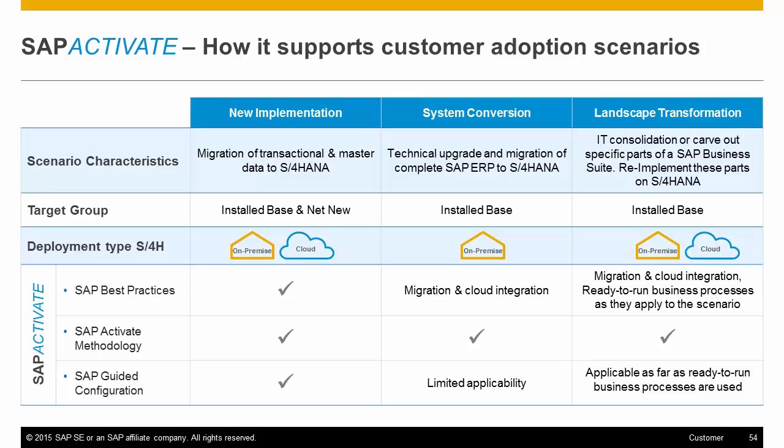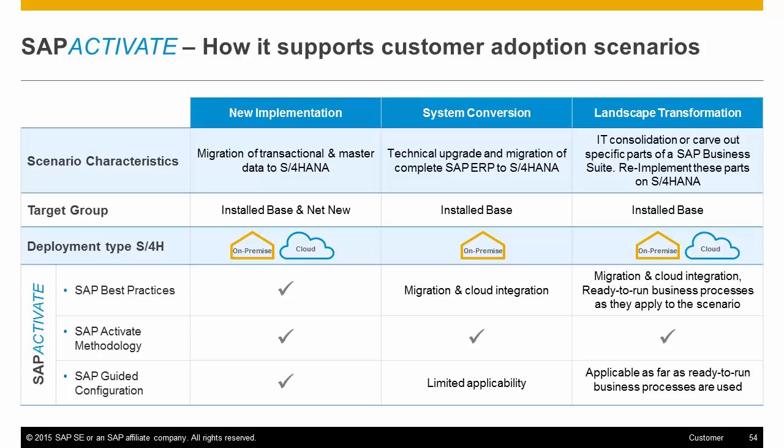New implementations are fully supported by all elements of SAP Activate. System conversions still take advantage of migration and cloud integration best practices. However, as we migrate an existing customer system, in this case with existing business configuration, the pre-configured processes might not apply. Moreover, as these existing customer configurations typically have not been modeled according to content lifecycle management scenarios, SAP guided configuration does not support this scenario.